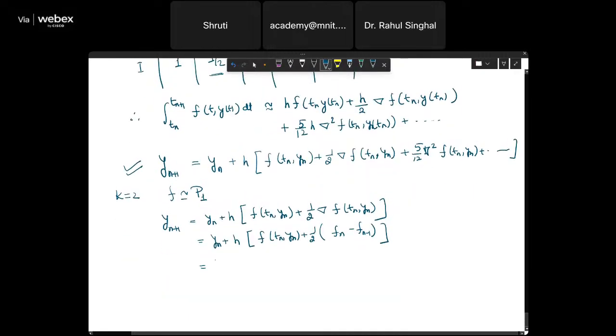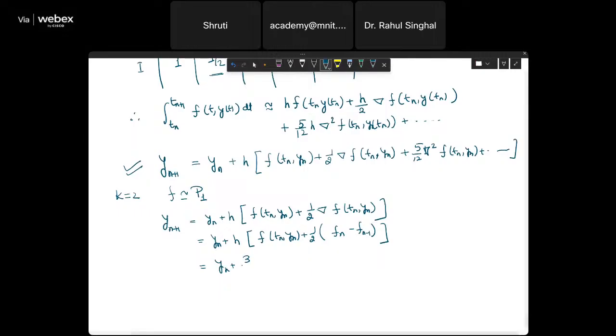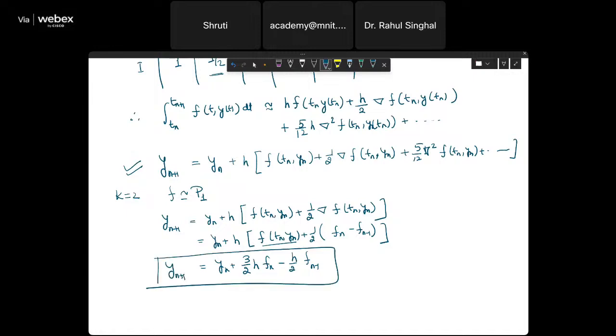Okay, so this gives you yn plus 3 by 2 h fn, after simplifying, minus h by 2 f(n-1). So you get y(n+1) equals yn plus 3 by 2 h fn minus h by 2 f(n-1). Okay, so this will be the numerical method which we obtain in case the function f is approximated by the interpolation polynomial of degree 1.